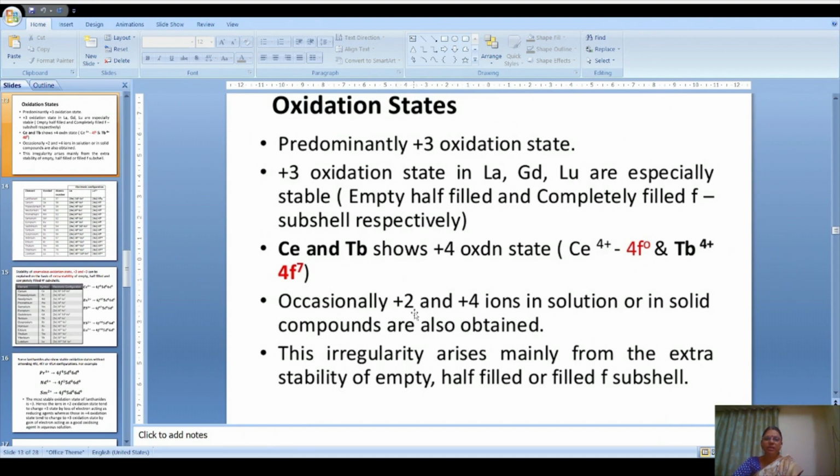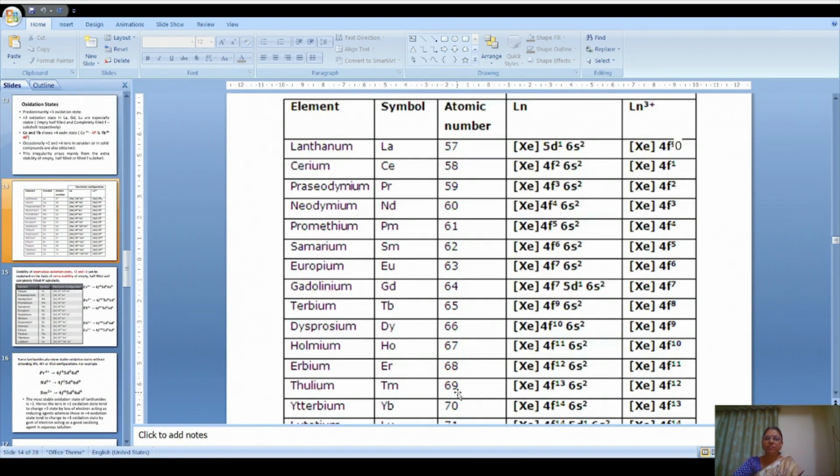This irregularity, the +2 and +4 oxidation states, are anomalous oxidation states, and this irregularity arises due to the extra stability of empty, half-filled, and filled f subcells.